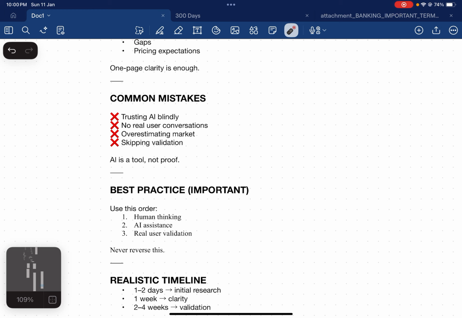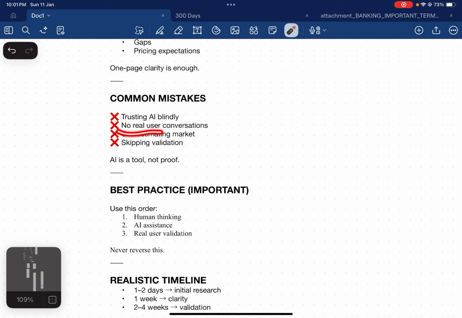Now, common mistakes: trusting AI blindly. You don't have to trust AI blindly. You have to talk to the real customers, your consumers. You have to go to the market. You have to see the solutions, how things are working. You have to watch everything. Then you can trust AI. AI can definitely help you in critical thinking, in checking how to do things, but not on ground things.